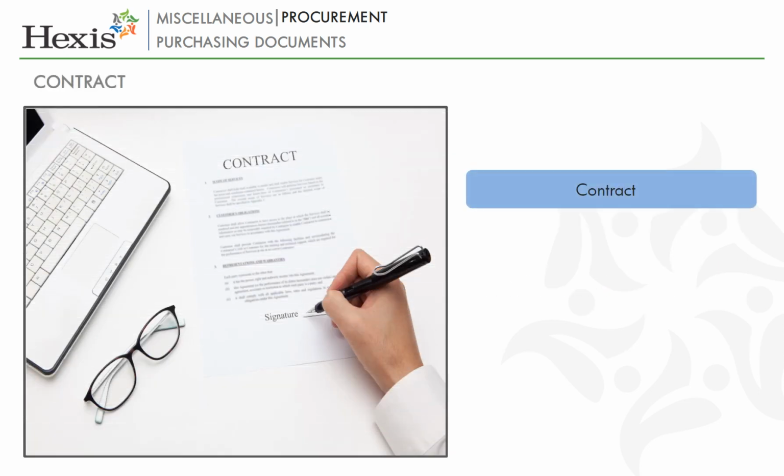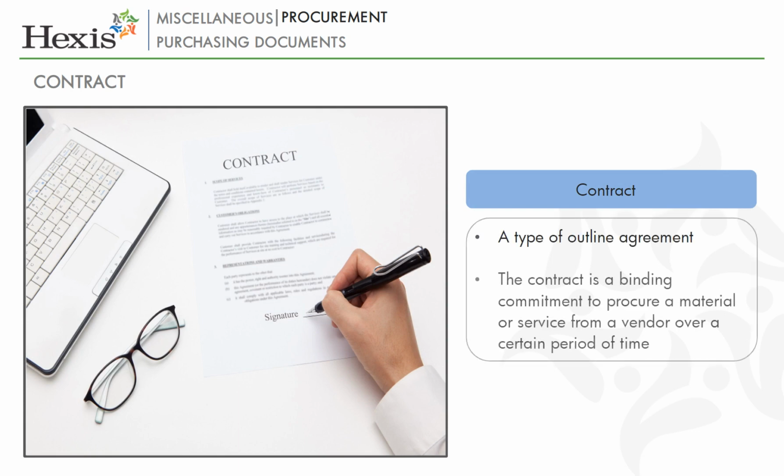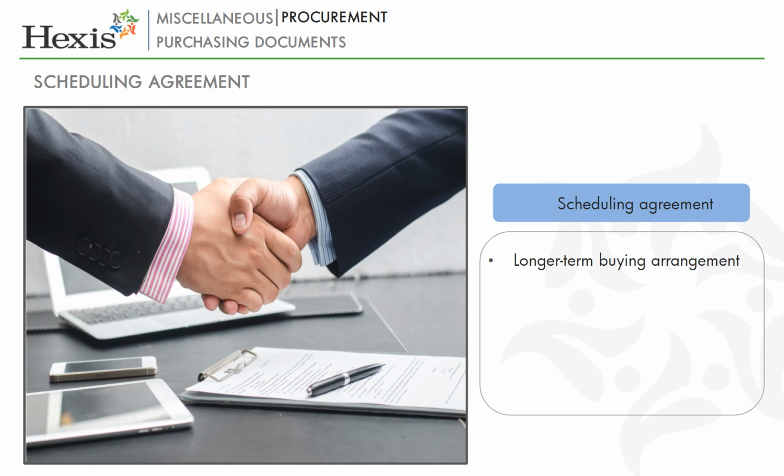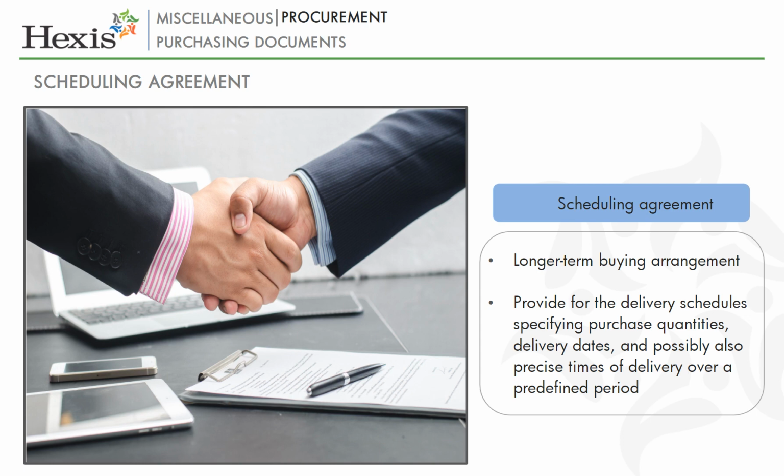Contract. In the SAP purchasing component, a type of outline agreement or longer-term buying arrangement. The contract is a binding commitment to procure a certain material or service from a vendor over a certain period of time. Scheduling agreement. Another type of outline agreement or longer-term buying arrangement. Scheduling agreements provide for the creation of delivery schedules specifying purchase quantities, delivery dates, and possibly also precise times of delivery over a predefined period.